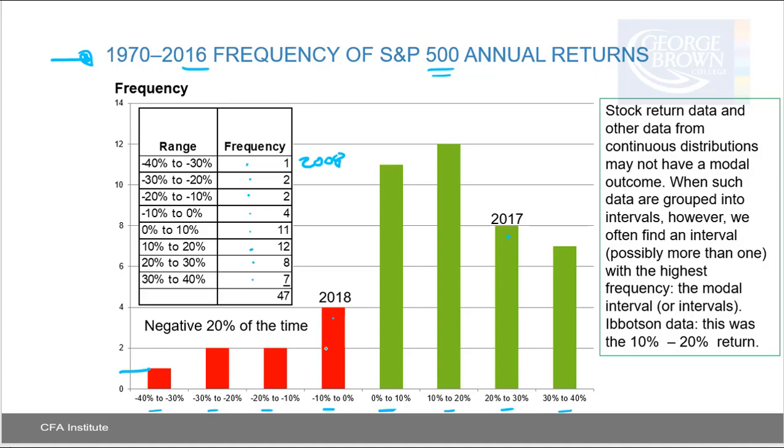So again, following up on the quantitative concepts, that's how we create a histogram. We looked at the annual calendar year returns, we do a sort, and we create some ranges of returns, and then we count the frequency of how many years the return fell into that category, and that creates our histogram.